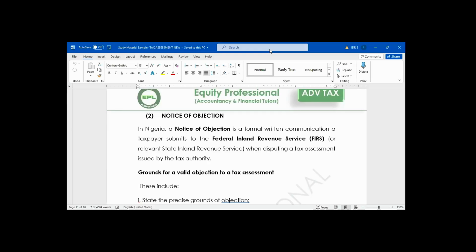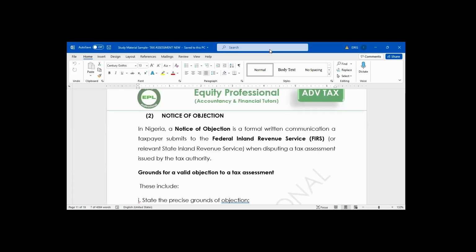This notice of objection must be written to the tax authority within 30 days from the date of receiving notice of assessment. If taxpayer doesn't write notice of objection to the tax authority within 30 days of receiving the notice of assessment, that means that notice of assessment is deemed to be final and what? Conclusive.